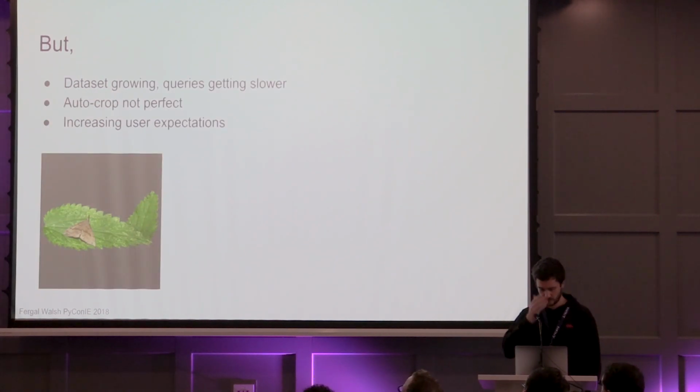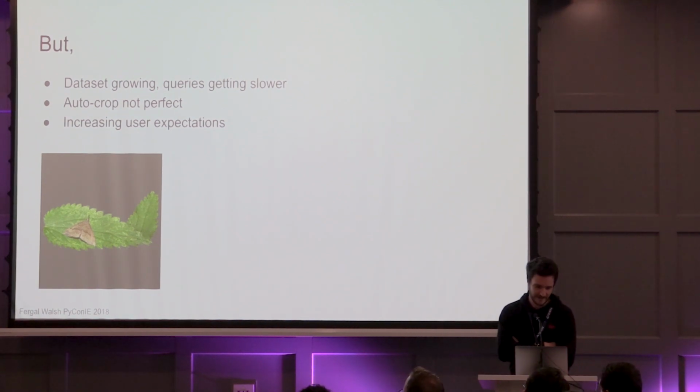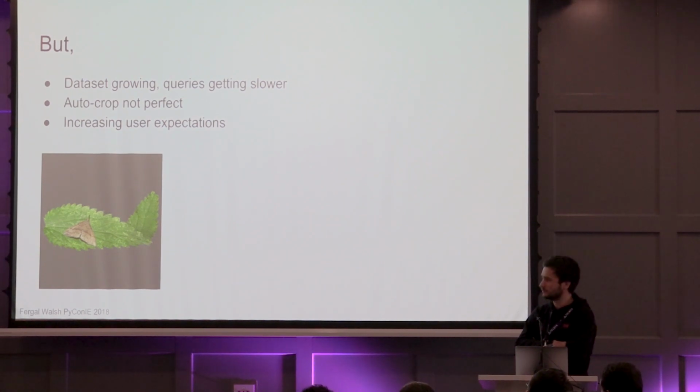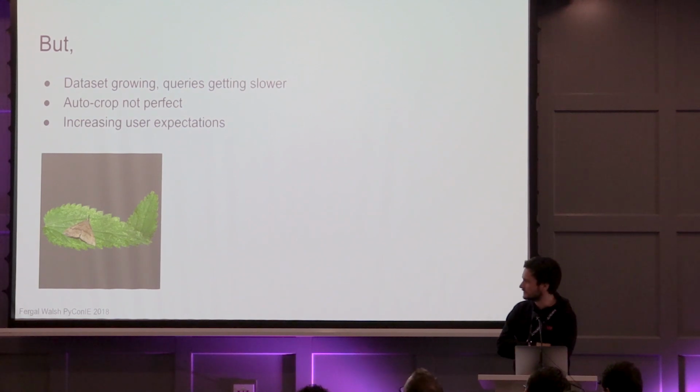So overall, it was good. But over time, of course, it got slower. And the autocrop was never perfect. So it was good, but it was frustrating because sometimes it would just do something wrong. So in this case, actually it's very reasonable from the algorithm's perspective, because it picks out the leaf as the object in the image.